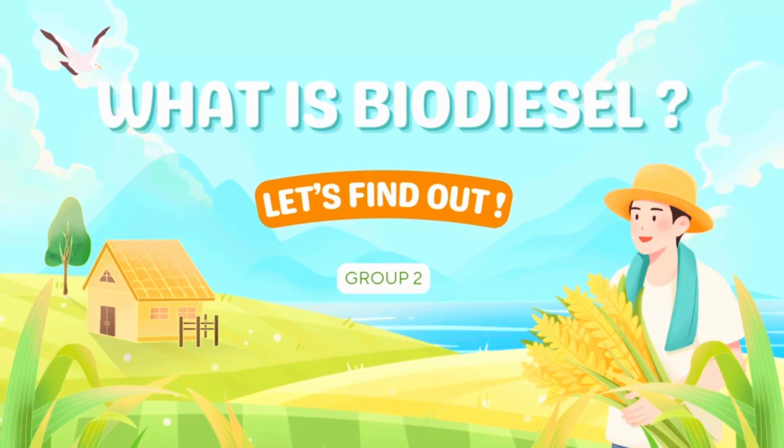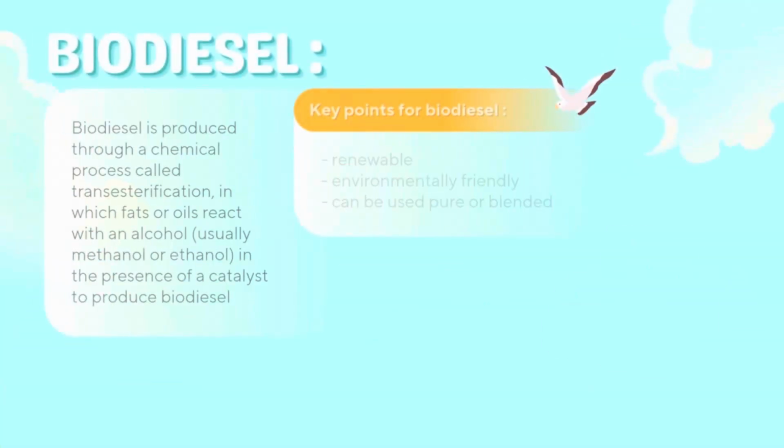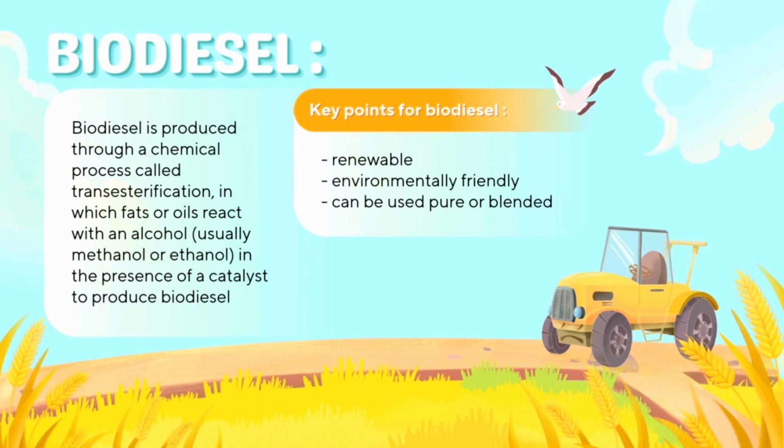My friend will tell you about biodiesel. Biodiesel is produced through a chemical process called transesterification, in which fats or oil react with an alcohol, usually methanol or ethanol, in the presence of a catalyst to produce biodiesel. Key points for biodiesel: renewable, environmentally friendly, can be used pure or blended.